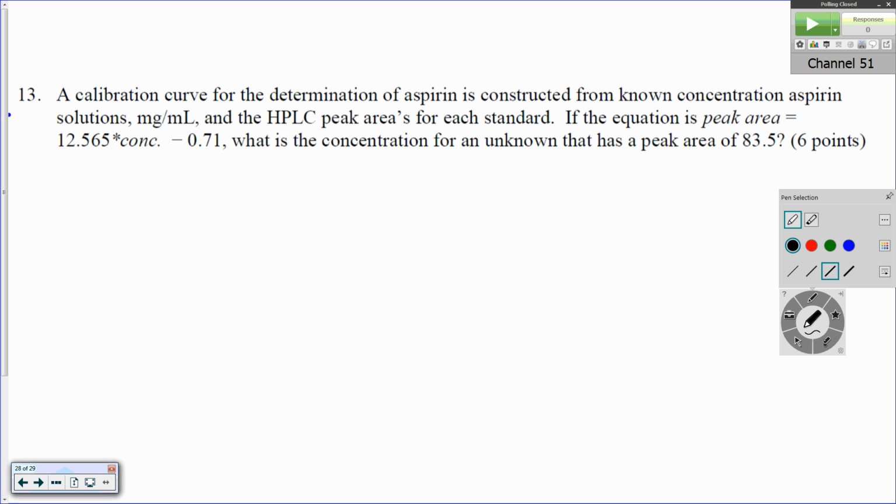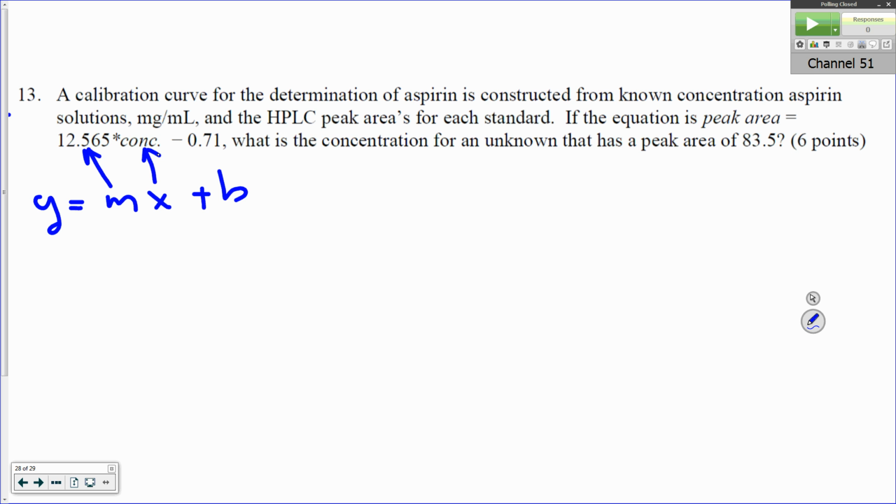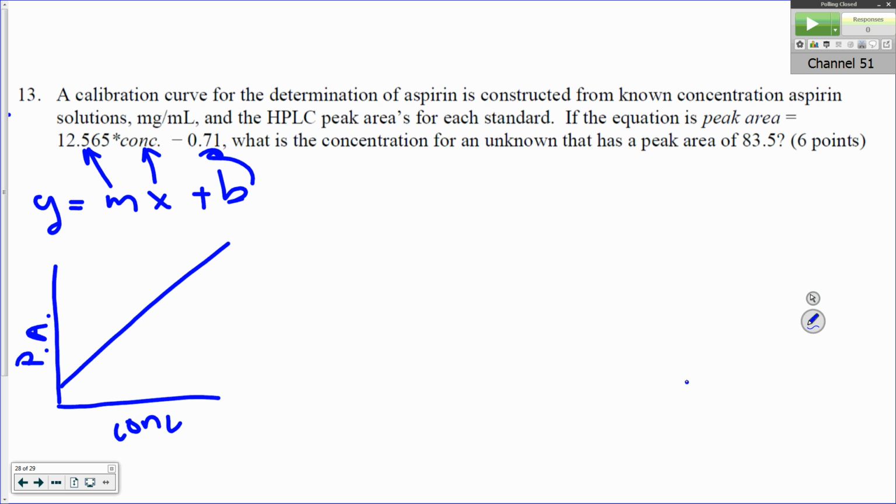So key thing to realize, this is just thinking about what we've got. So this is an equation. Y equals mx plus b, and that's a critical way to think about it. So this is the slope. X is going to be the concentration, and we've got the y-intercept. So effectively what we have is peak area, PA, versus concentration, and then we've got this equation, our line, that describes that. We've got the equation for the line. So what we have is that the peak area over here is some value, 83.5, and we're going to find out what the concentration is.